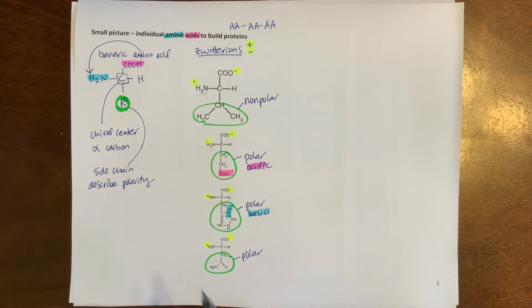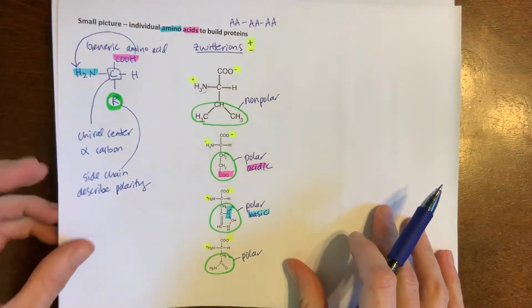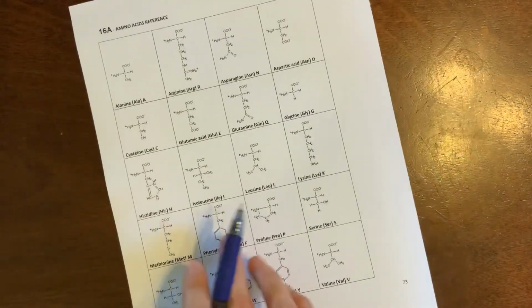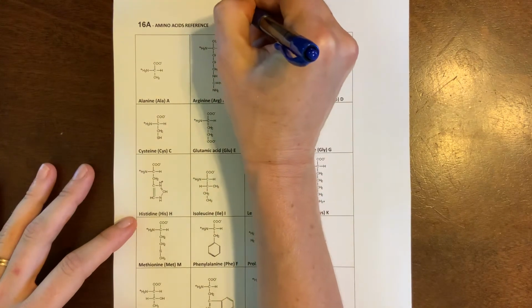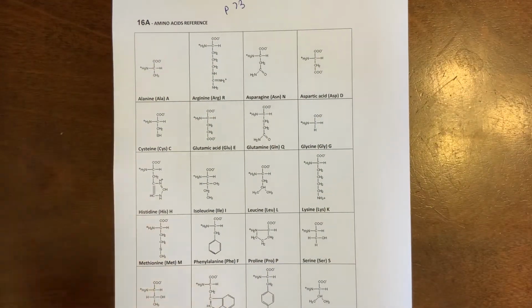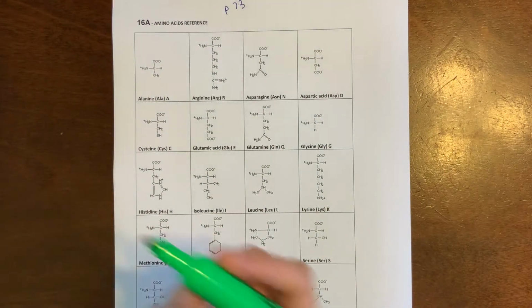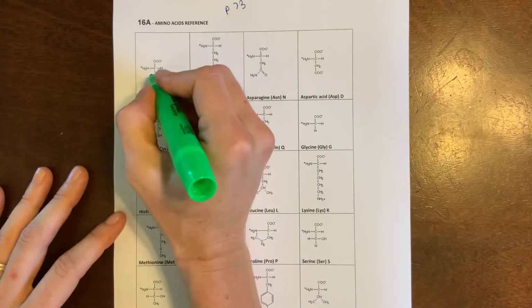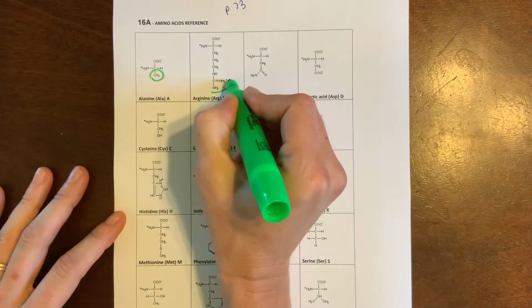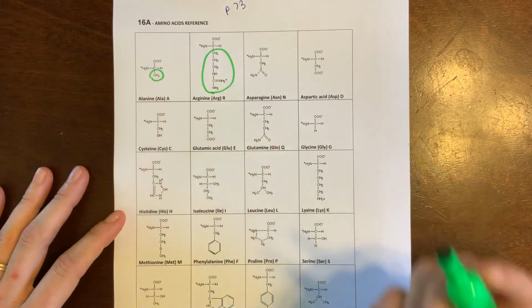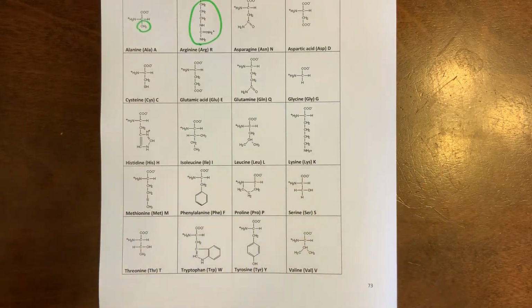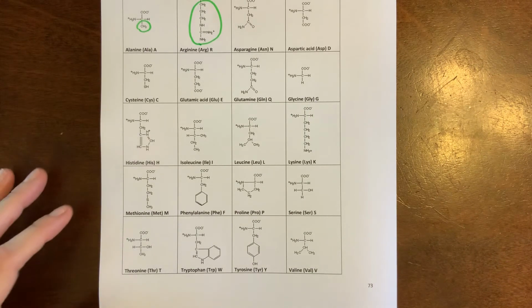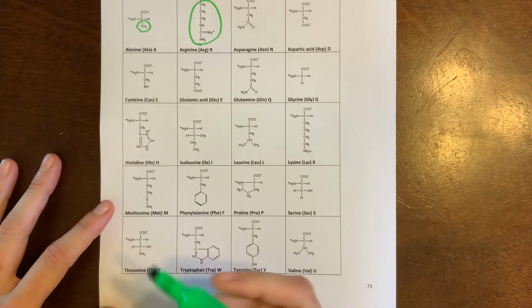So your task now is to go through your 20 amino acids. This is on page 73 in your workbook. It's also a part of your lecture slides here. And go through for every amino acid on this page and find those side chains. So you're going to do something like this for every amino acid on here and classify them as polar or non-polar. And I'm just going to look at a couple with you here real quickly, and the rest I will leave for you to do.